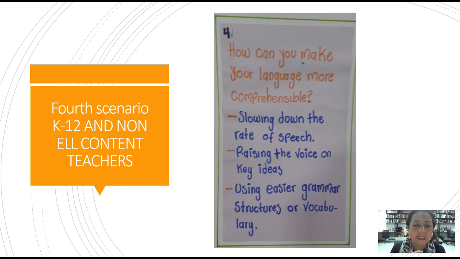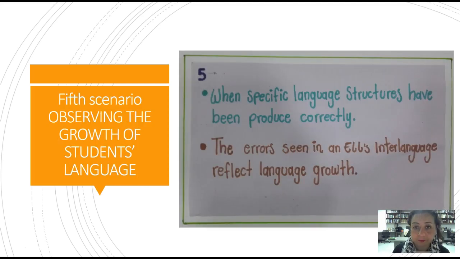The fourth scenario is K-12 and non-ELL content teachers. So how can you make your language more comprehensible? Slowing down the rate of speech, raising the voice on key ideas, using easier grammar structures and vocabulary. This we are going to see in the third term when we talk about SIOP, CLIL, and content-based instruction, because we have that situation in Colombia. We are teaching the language through the content. So we have to grade or vary the level that we use in order to help students process the content, but also understand the language.